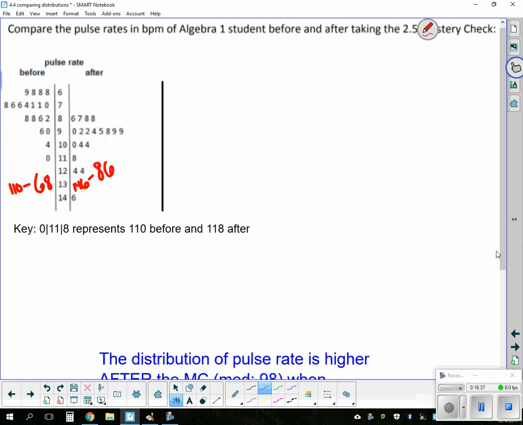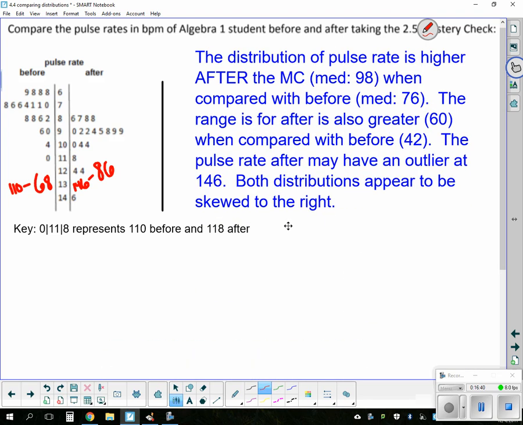So here is my paragraph that I wrote. The distribution of pulse rate, that's your spread, is higher after the mastery check, median being 98, when compared with before, median being 76. Okay, so I kind of talked about a few things in there. The range for after is also greater when compared with before. And the pulse rate after may have an outlier at 146. Maybe it does, maybe it doesn't. Both distributions appear to be skewed to the right.